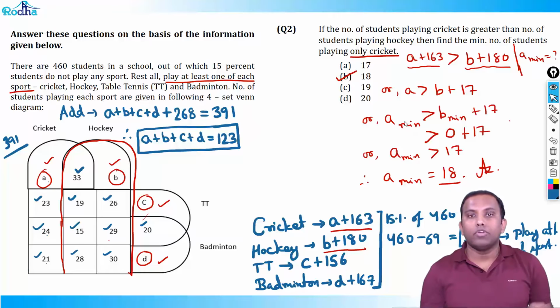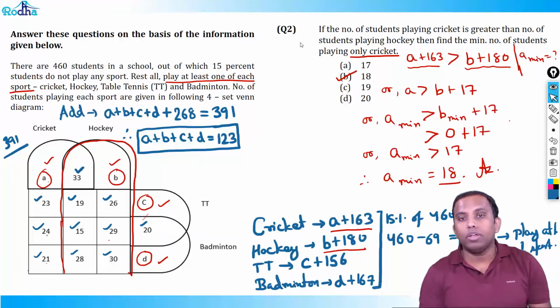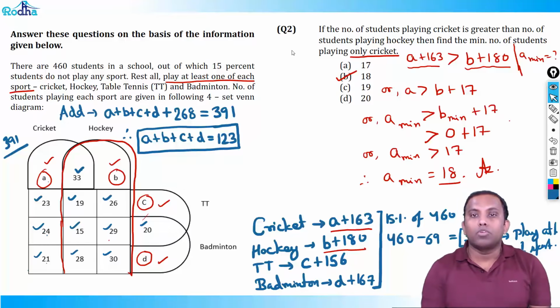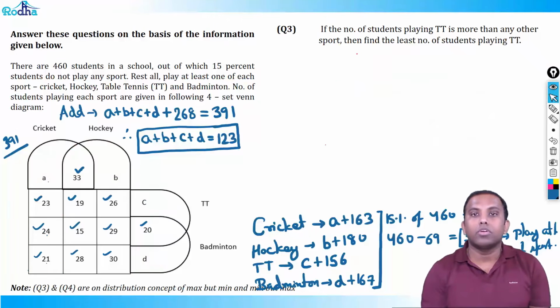Okay, so last video we ended at this point where we discussed this question. Now we'll move to the third question in this set. See, third question now: if the number of students playing TT is more than any other sport, then find the least number of students playing TT.